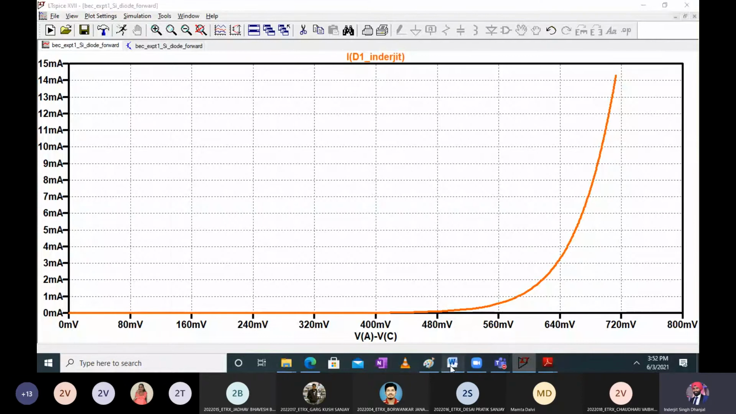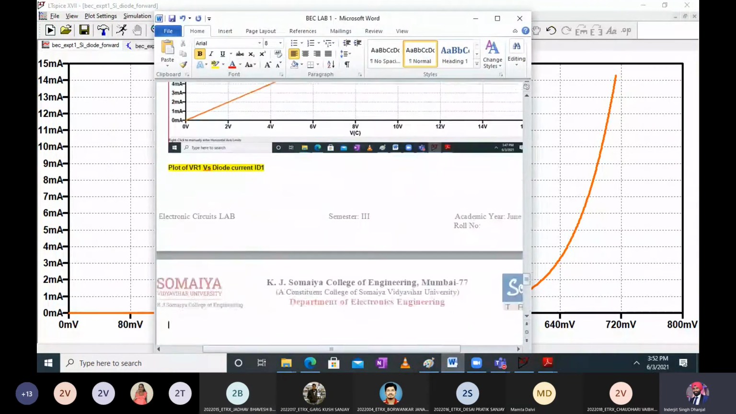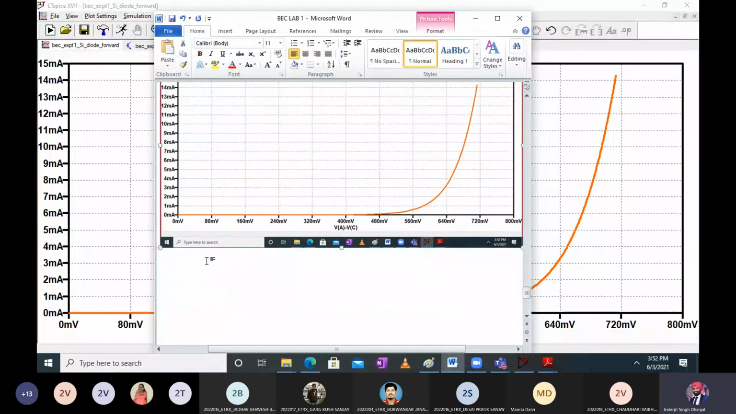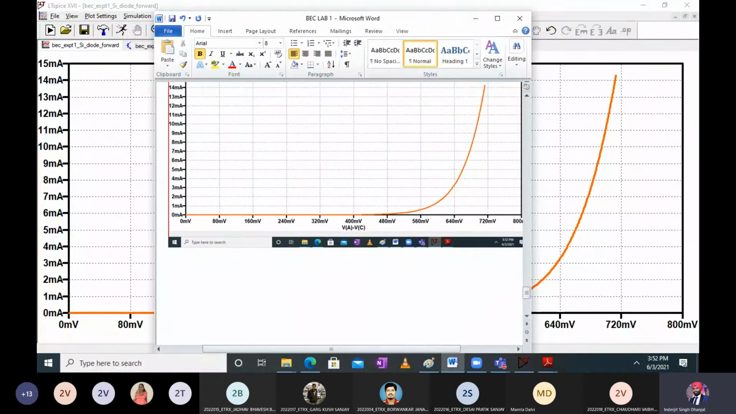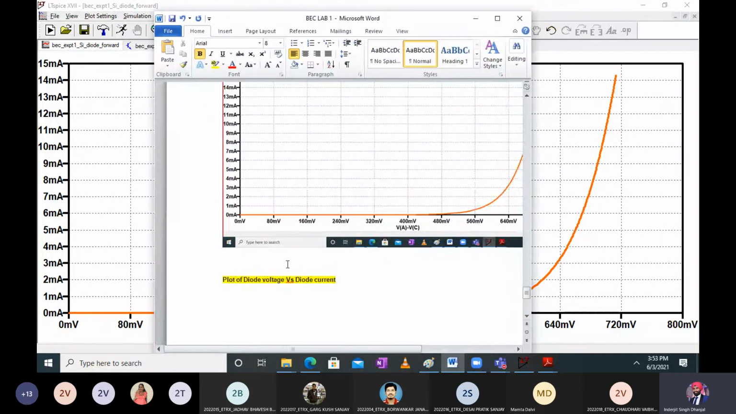Take a print screen. Don't take my print screen. My name is written over here. So you have to do it in your computer. Take this print screen and attach it at the end, like this. Here you write, it's a plot of diode voltage versus diode current. Fine. So you're adding these plots in the same document which I've shared with you. So your record is saved and your timing and date is also saved. So no problem at all.